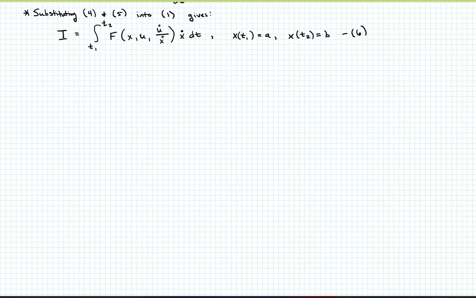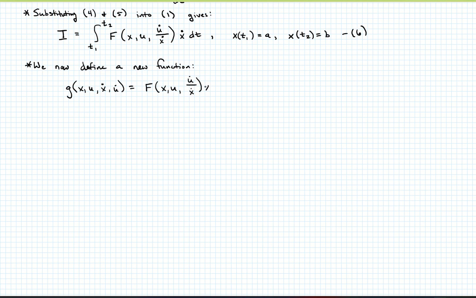So now we're going to call that integrand a new function. Let's define a new function. Let's call it g of x, u, x dot, and u dot. And that's going to be equal to f of x, u, u dot over x dot, times x dot. Let's call that equation 7.